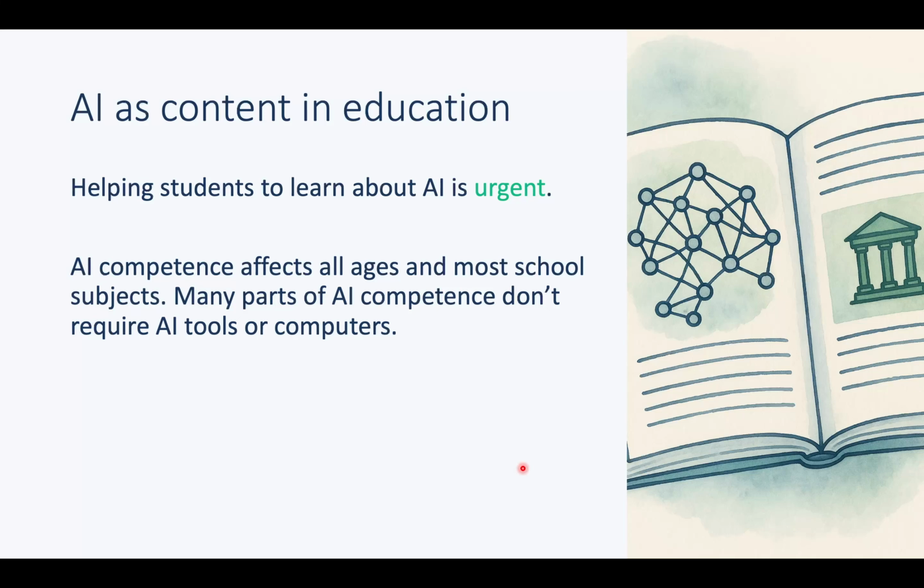And AI competence is a part of, I would say, most, if not all, school subjects, and basically all ages as well. From like 3 or 4 years old, I think there's useful AI competence that schools and preschools should provide for students, or help students build. And many of these competences don't require that you have computers or AI tools present. A lot of things you can do by just talking, experimenting, reading books, and things like that.